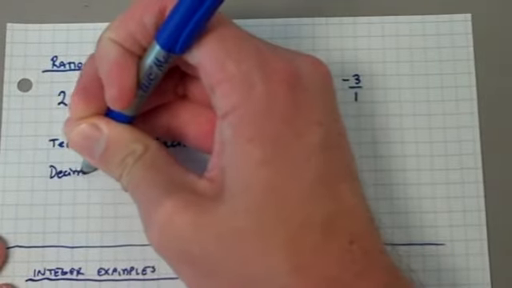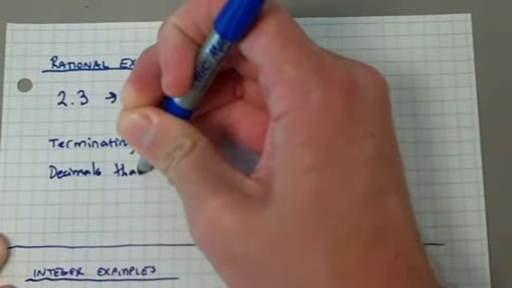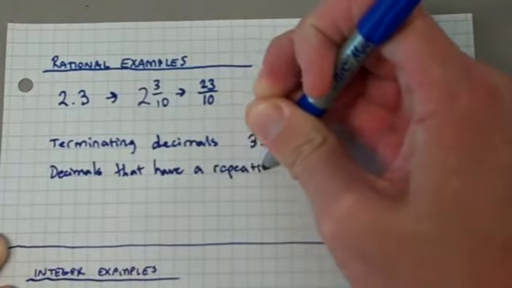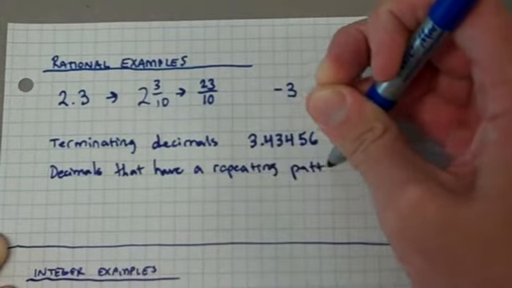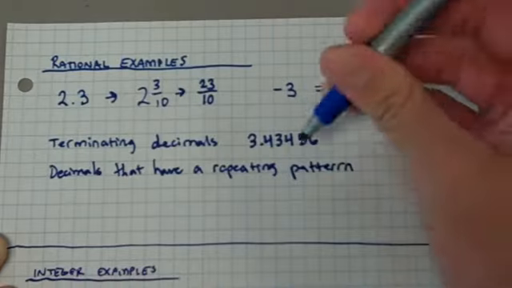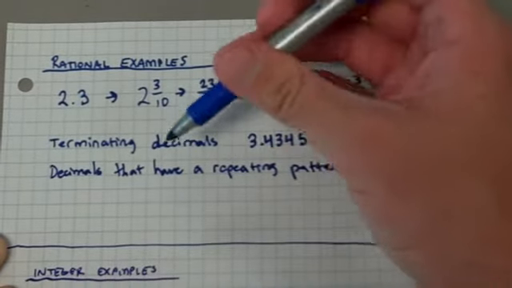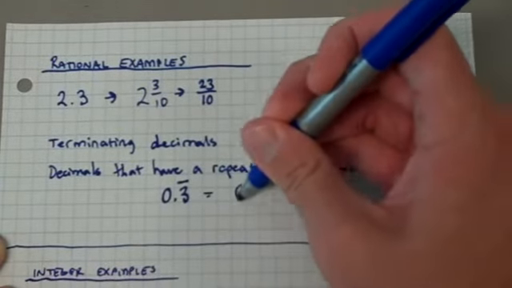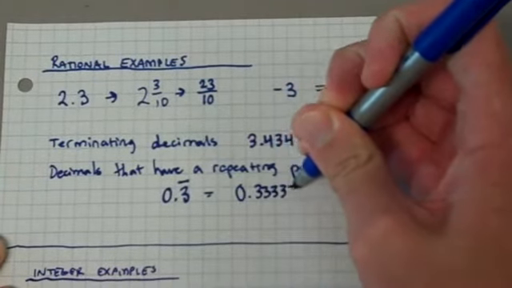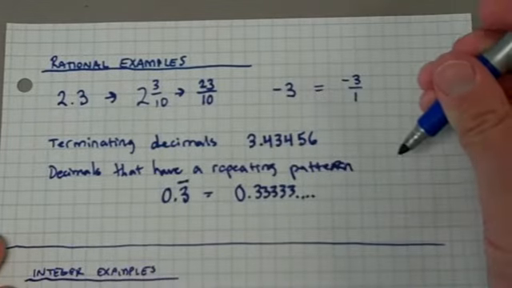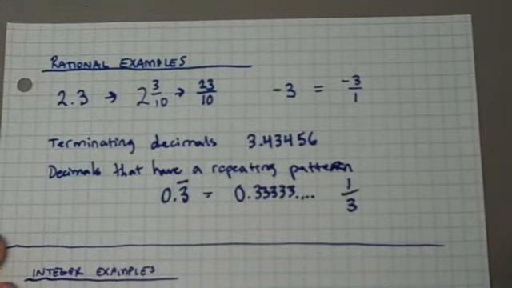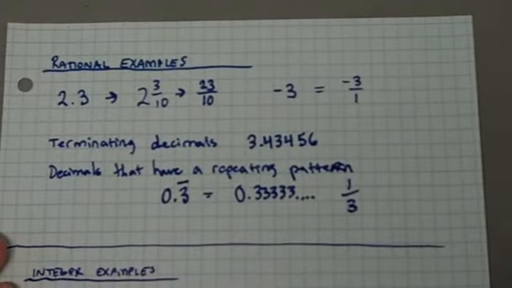Also, decimals that have a repeating pattern. Those are also rational numbers. So numbers like 0.3 repeating. Remember, that's like 0.333333, etc. That can be written as a fraction. It's 1/3. As long as it has a repeating pattern, it can be written as a rational number.